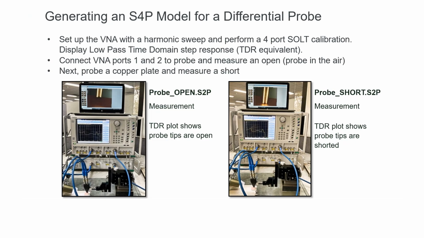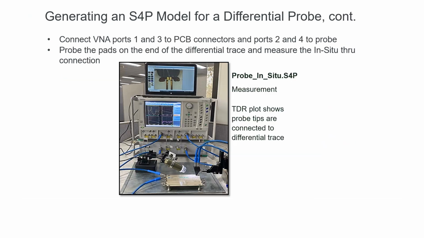It's short, it's making contact across the copper pad. So lastly, the third measurement we need to do is the probe in situ S4P file. This requires a board that has a probe pad on one end of a differential line that goes down to differential connectors on the end. So we're going to make a full insertion loss, an S4P measurement. And this is our last file that we need in order to create an S4P model using the Ataitec software.